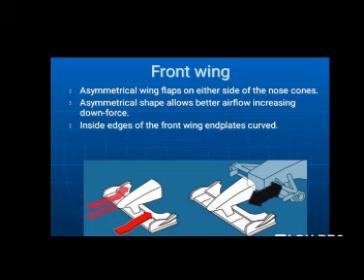Front wing. A symmetrical wing flap on either side of the nose cone. A symmetrical shape allows better airflow, increasing downforce. Inside edges of the front wing end plates are curved. You can see here the image of the front wing. Let's come to the next slide.